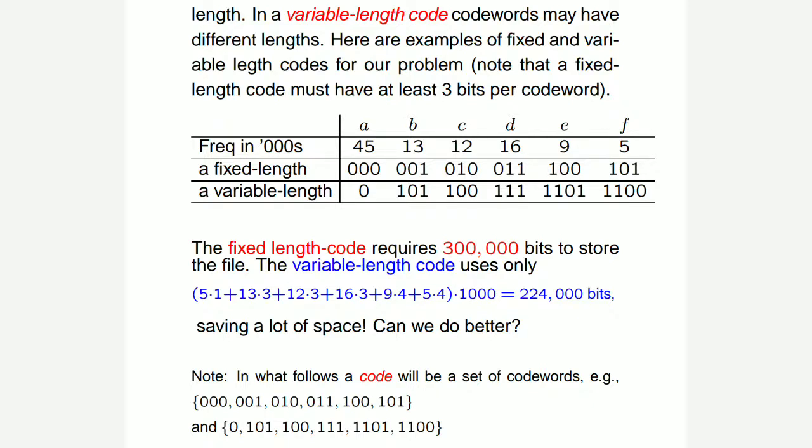See, the fixed length code will require 3 lakh bits to be stored, because each character has 3 bits, and with 1 lakh data files, 3 into 1 lakh is 3 lakh. Whereas in variable length, based on the frequencies, we will assign the codes and we'll get 2,24,000 bits, which will save lots of space, and we can prove it is better than the fixed length code.